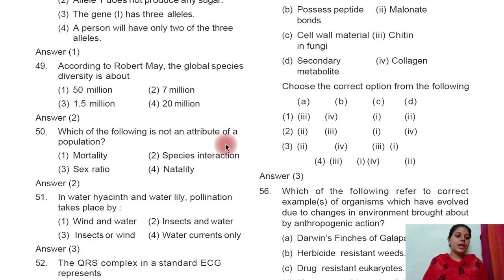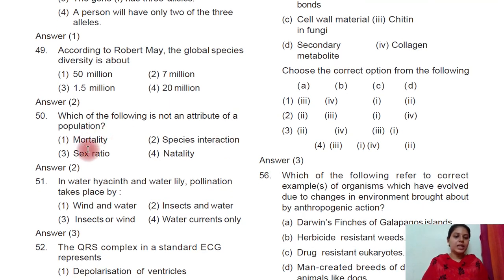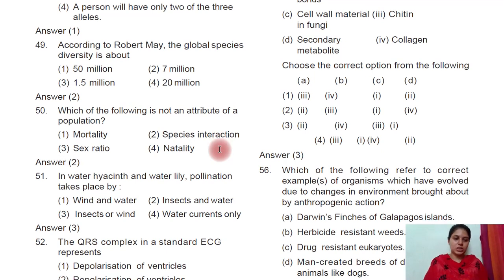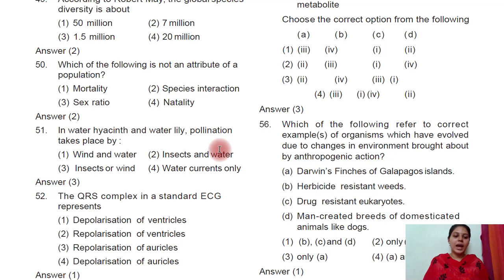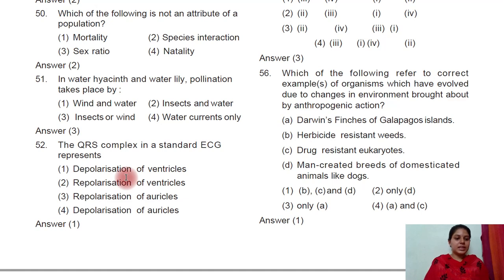Next, which of the following is not an attribute of population? We have mortality rate, sex ratio, natality, all related to the population, but species interaction alone is not an attribute, because species interaction is the interrelation, the correlation between the species. It is no way related to population. Next, water hyacinth, weed, right, and water lily, pollination takes place through insect or wind. You can never write insect and water, because we all know that hyacinth and water lily are aquatic plants. So there is a probability of putting this answer wrong, but the correct answer is insect or wind. So even this is a direct question.